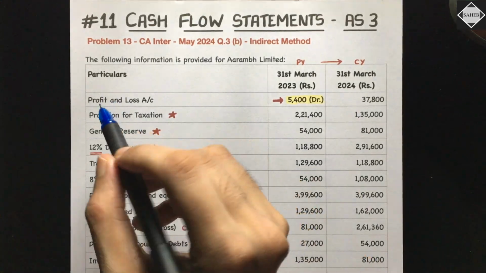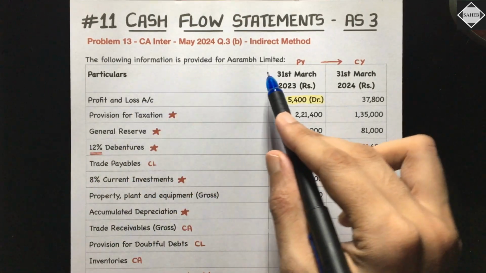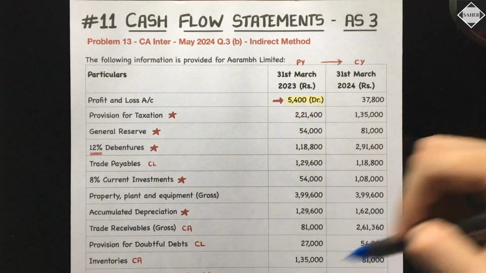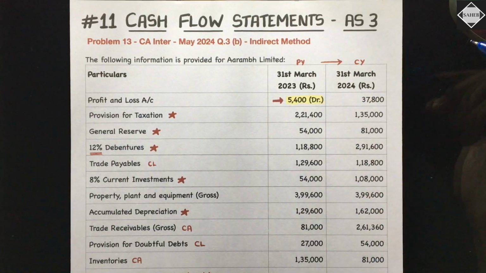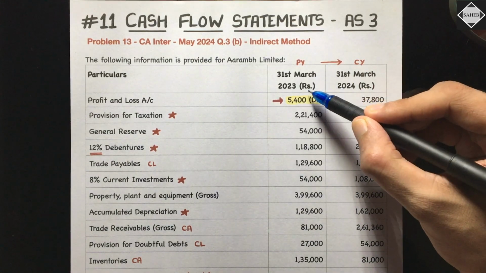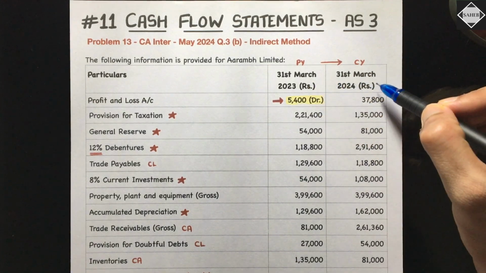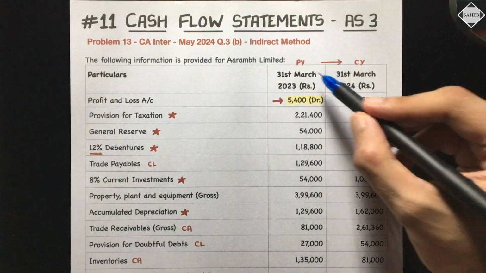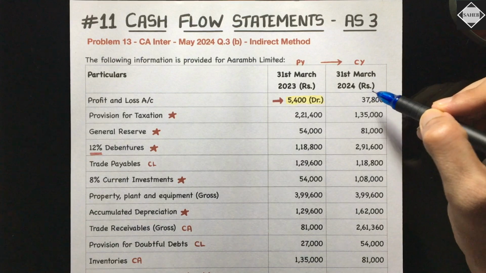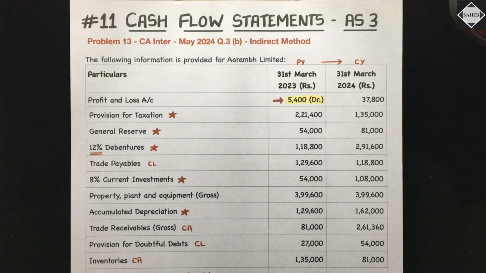Now see here, the following information is provided for Aarambh Limited. Two balance sheet details have been given, 31st March 2023 and 31st March 2024, the previous year and current year, or we can say opening balance and closing balance. So how do we have to look? We have to look from left to right for all comparisons. So first, what do we have?